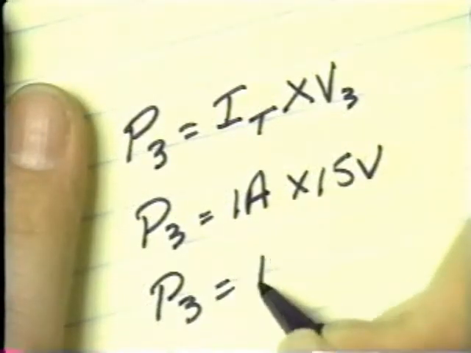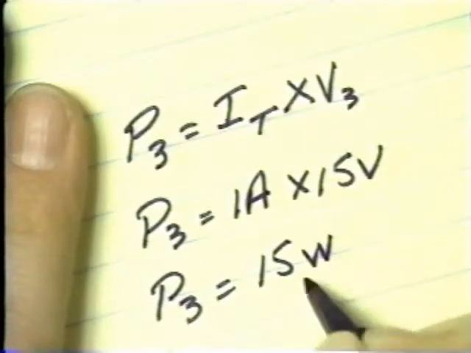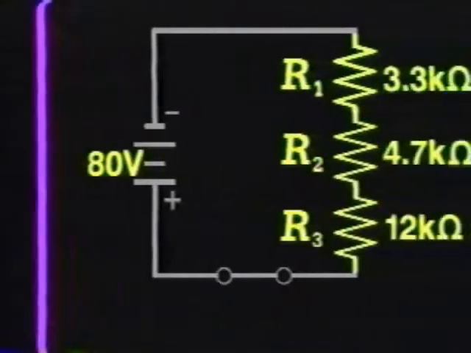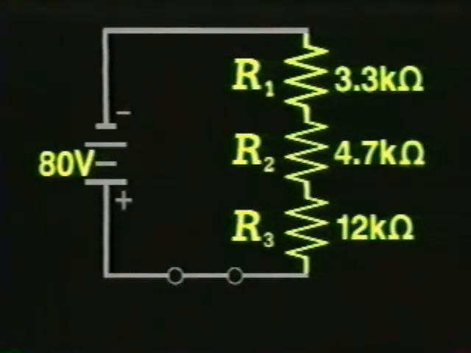P3 equals 1 amp times 15 volts, or 15 watts. The power through each component has been calculated. Try one more example using all of the formulas that you have been presented with so far in this program.